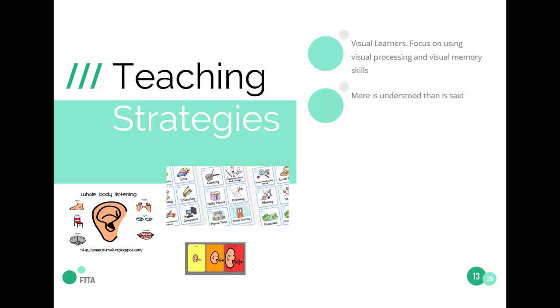Visual learners focus on using visual processing and visual memory skills. When I talk about processing here, processing is all about being able to interpret and make sense of the information that the person is actually seeing. While a person with a disability may be able to see something, so they may be able to see a pencil case, they may not be able to process in their brain exactly what they're looking at. I'm not talking about Down syndrome specifically, but that's a basic example of what we mean by processing. So we also talk about different types of sensory processing disorder, for example.